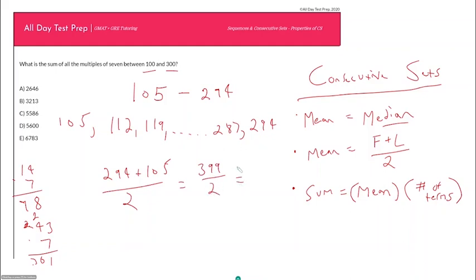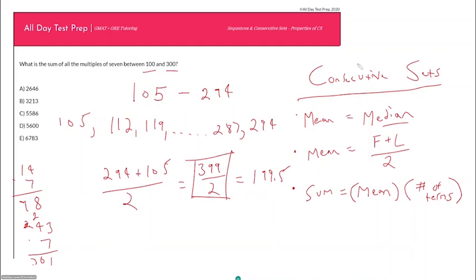So this is going to give us a decimal. Fortunately, it will be a decimal ending in 0.5. So 400 divided by 2 is 200, so this should be 199.5. I'm probably just going to use the fraction because I prefer to use fractions when doing arithmetic. So now we need to find the number of terms.